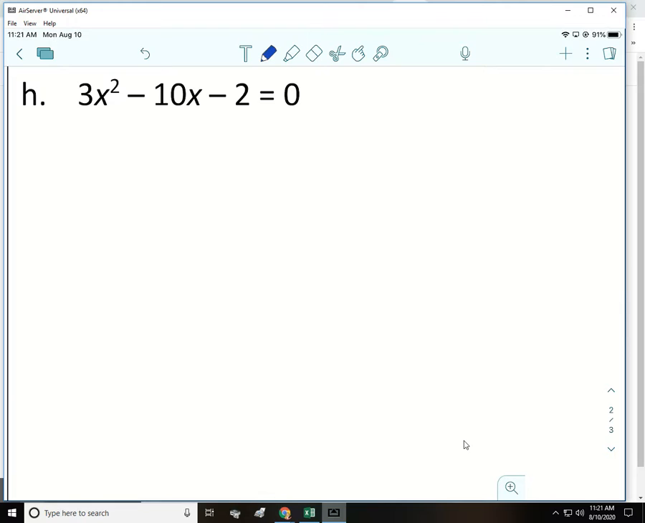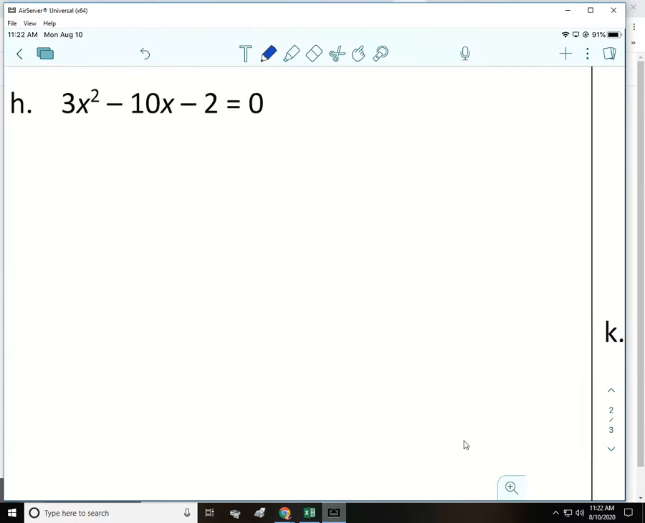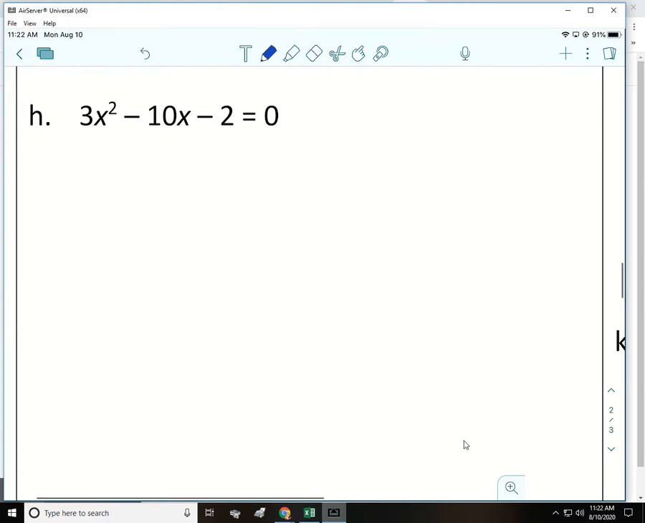H, on the other hand, is not a good one to solve by completing the square, but I want to show you what happens. We can still do it. It's just a lot more tedious and difficult to do. It's the way it works out. All right, we're still going to move that 2 over.